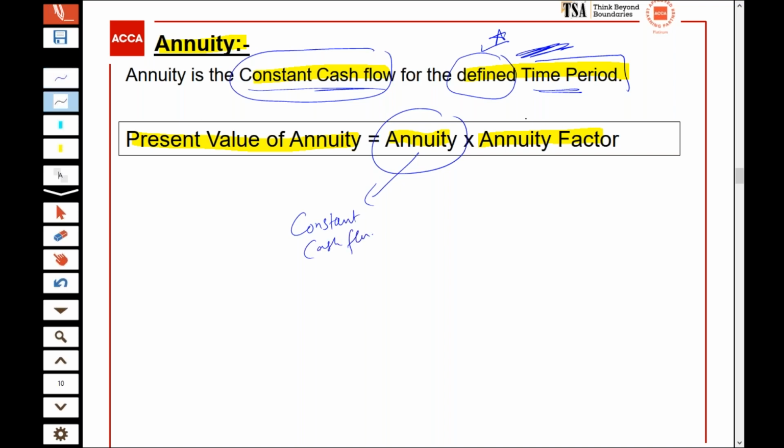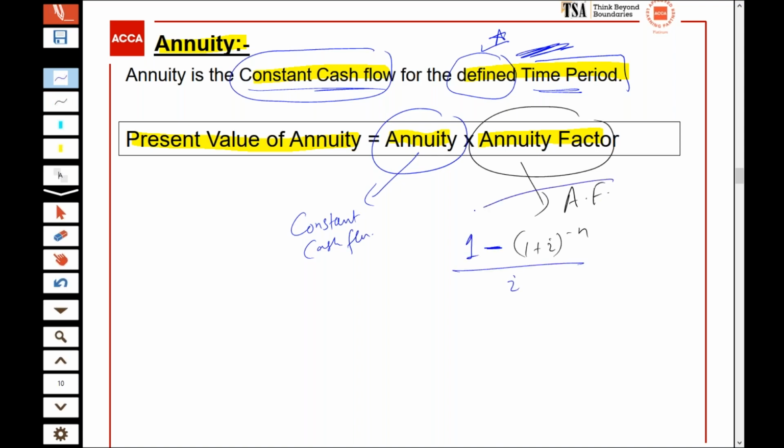And now we will be taking the annuity factor, not the discount factor. If you want a manual calculation of the annuity factor, the discount factor is (1 plus i) to the power minus n. Simply, the annuity factor is calculated as 1 minus the discount factor, divided by i. This is my annuity factor formula.